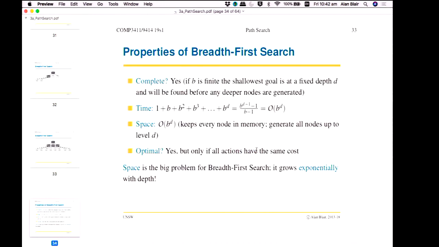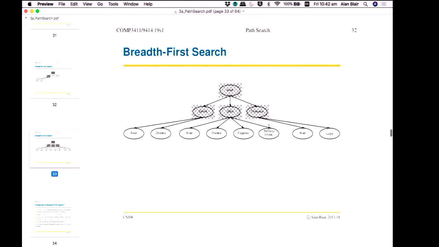Now, what about the time and space complexity? Well, the time complexity, if you think about this, the branching factor: what's the maximum number of nodes there could be at each depth? Well, there's one node at depth 0. There's at most B nodes at depth 1. And that's the other thing with this theoretical analysis, we're often looking at the worst case rather than the average case. So the worst case is where every node has the maximum number of children it possibly could have.